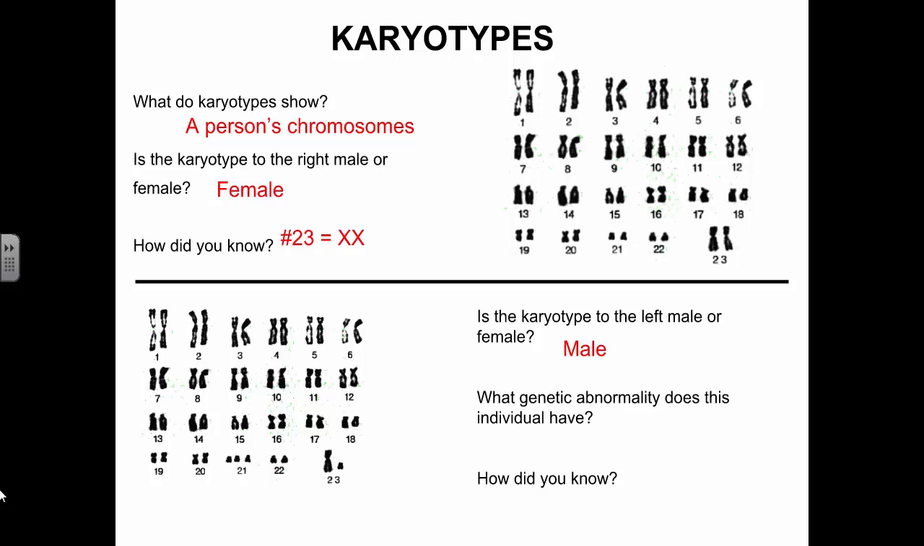Do you have a question? Yes, they have Down syndrome. How can you tell? If you look at 21, it has 3. So if it has 3 chromosomes on the 21st pair, it means they have Down syndrome. They'd have some other type of genetic issue.